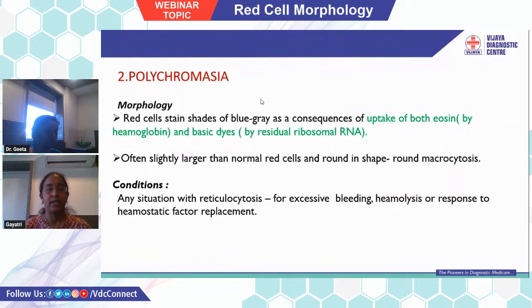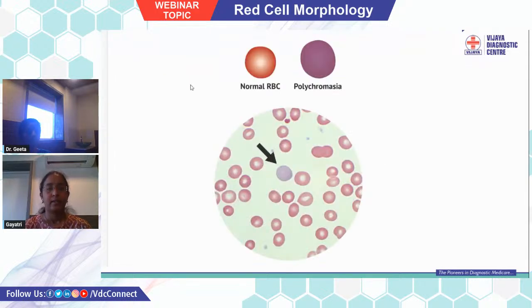Next is polychromasia. These red cells will have a bluish-gray shade of cytoplasm. It is mainly due to uptake of both the stains, eosin and the basic dyes. Eosin is taken up by the hemoglobin and basic dyes by the residual ribosomal RNA. These are usually round in shape. Polychromasia is seen with reticulocytosis. They go hand in hand, mostly in excessive bleeding, hemolysis, or response to hematinic factor replacement. This is a picture where we can clearly differentiate polychromasia depending on the size and the color.